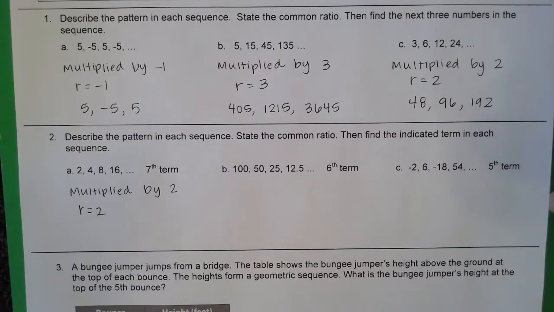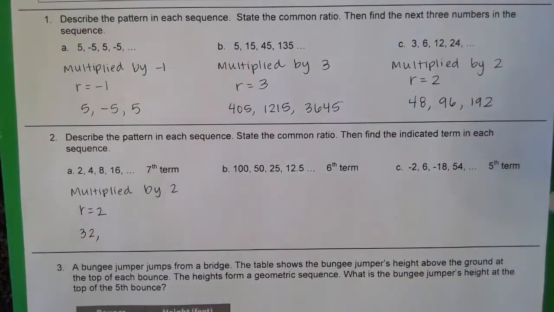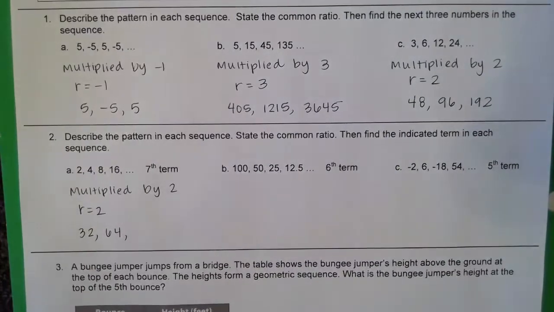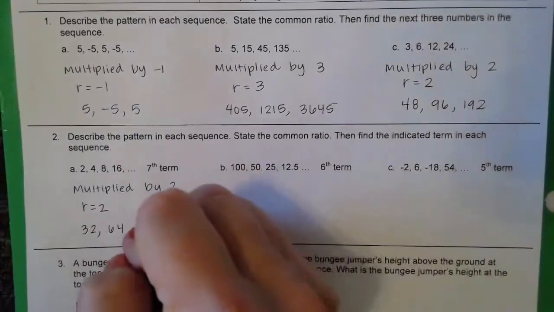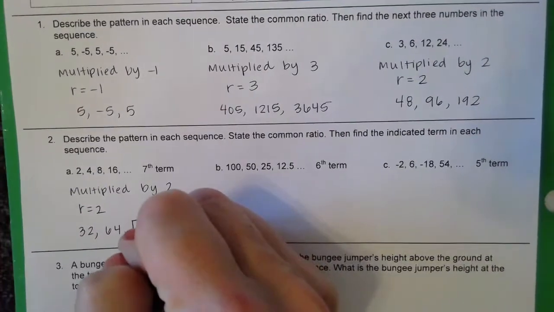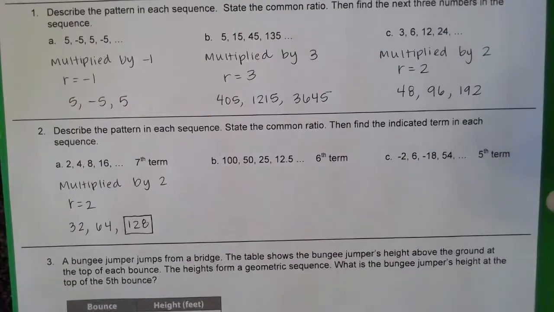So 16 times 2 would give you 32. That would be the 5th number in the list. Times 2 would give you 64. That would be the 6th number in the list. And then times 2 would give you 128. And that's your answer to the question. You didn't need to find all of them, except we did need to find all of them, because this is the only way we have of finding the 7th number or the 6th number in the list.